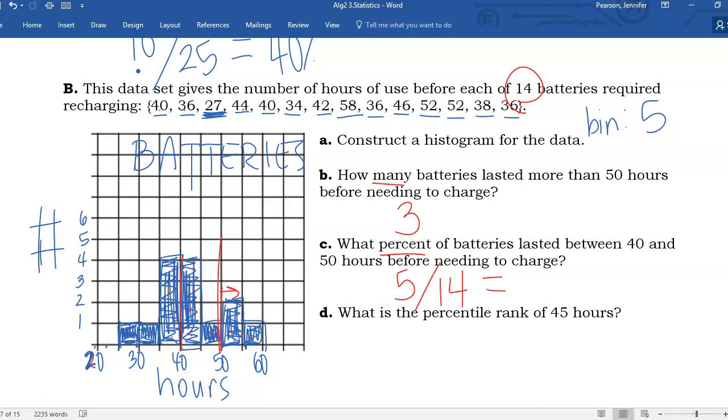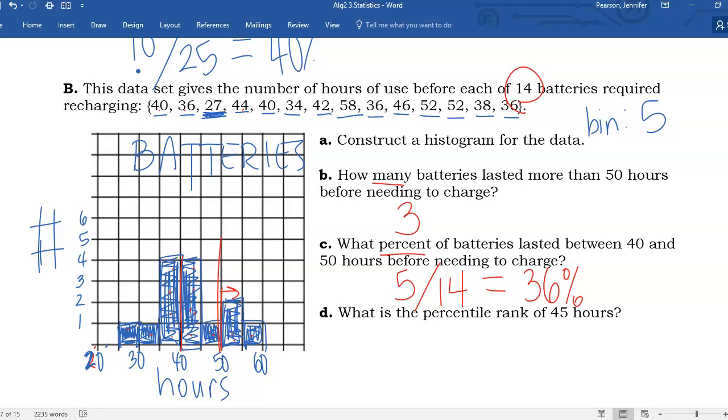5 out of 14 is 0.357. So we're going to round that to 36%. 36% lasted between 40 and 50 hours.